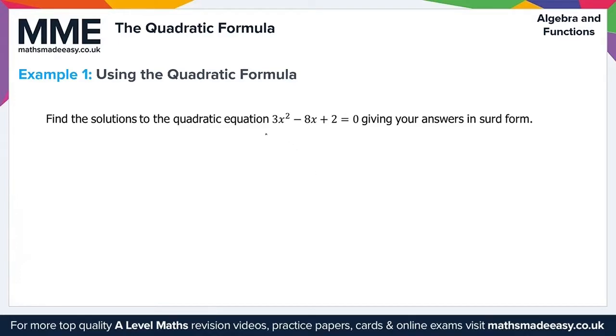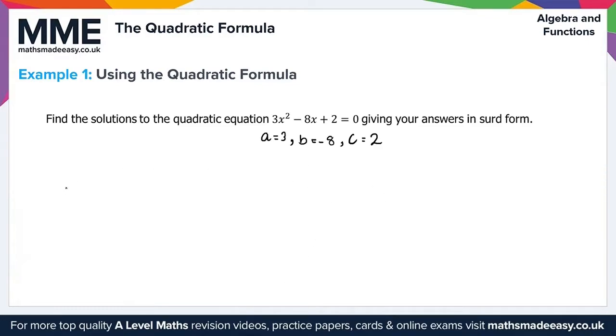So to start with, we can see a here is the coefficient of x squared, which is 3. Our b is the coefficient of the x here, which is minus 8. And finally c is our final term here, so that's plus 2 there. Now here, we're just simply going to use the quadratic formula to find the solutions to this quadratic equation.